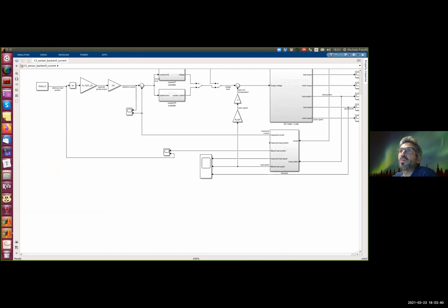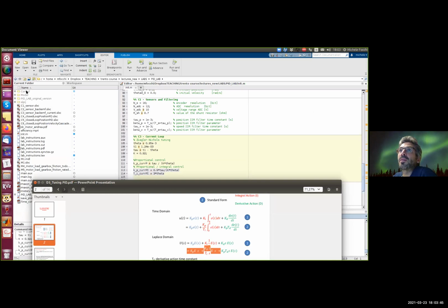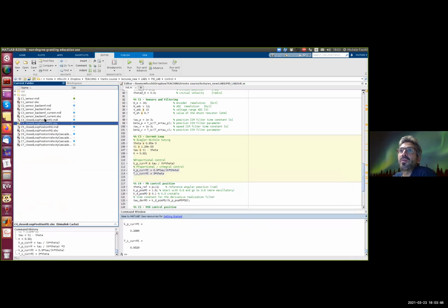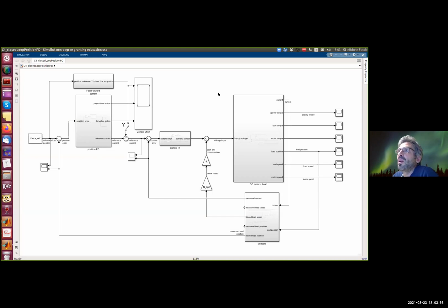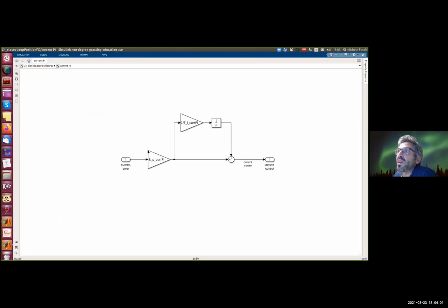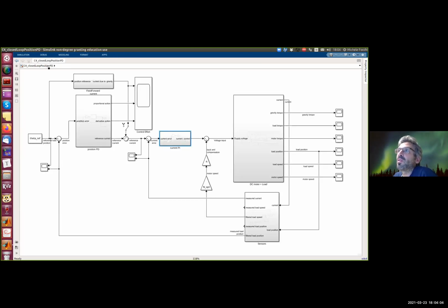So what do we do to improve? We need to close the loop also in position. Therefore, we open the closed loop position PD. And the closed loop position PD is just our PI controller. Now we pack it. We used only that. We don't care much about the P controller anymore. And we implement a position PD controller.